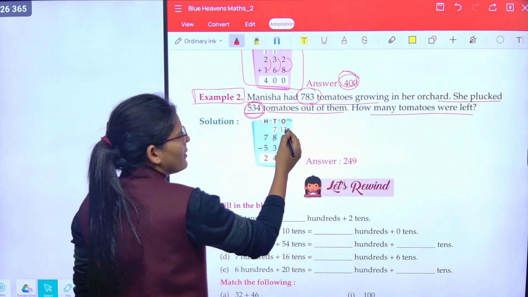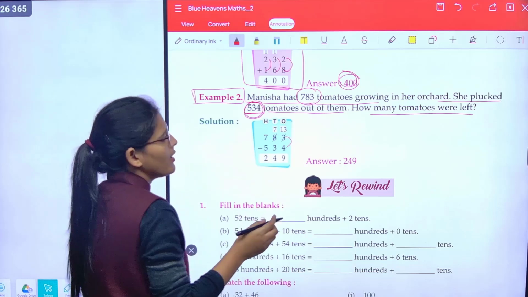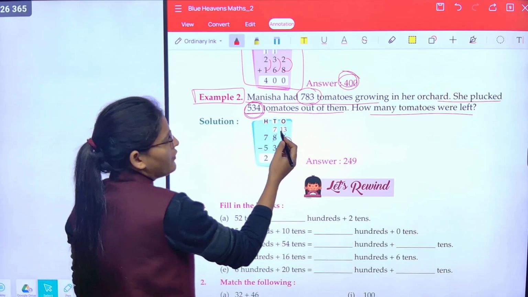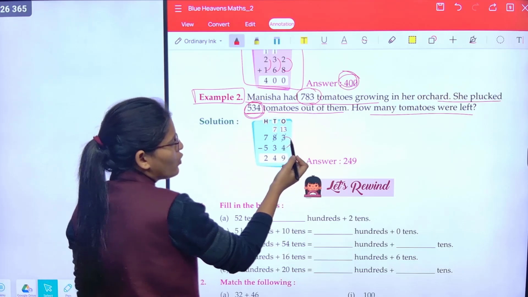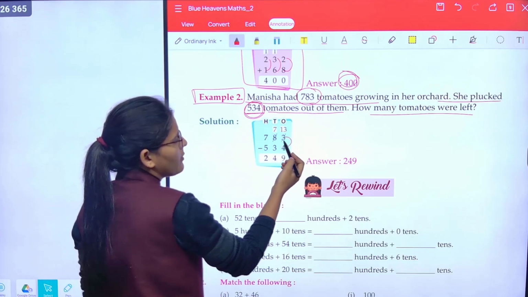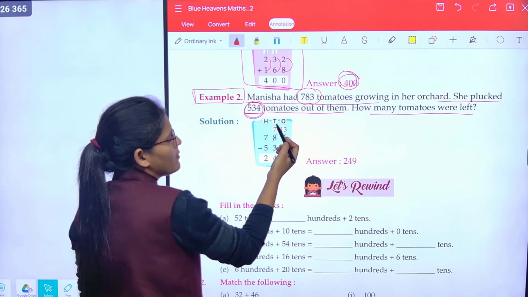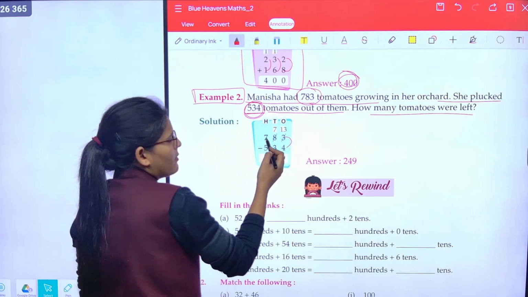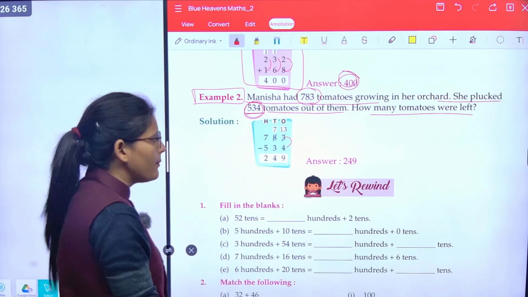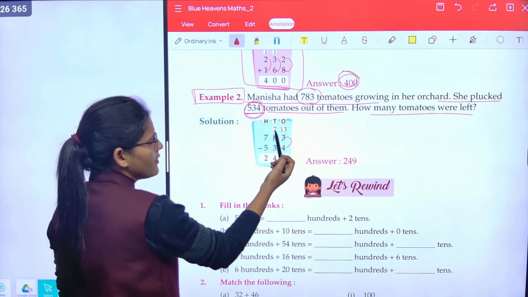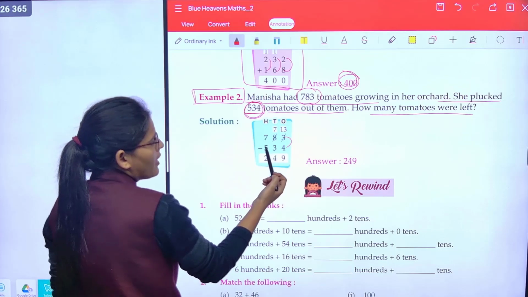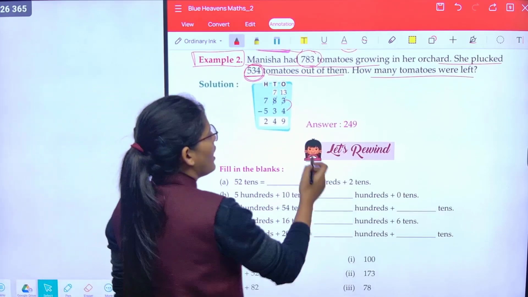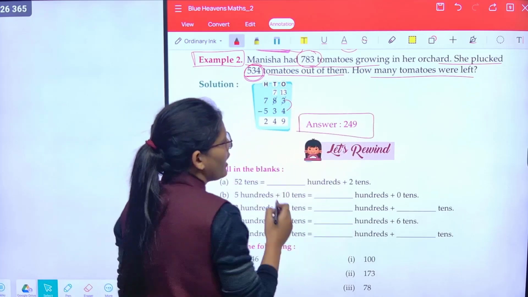Now 3 will be, we cannot subtract 4 from 3. We cannot subtract 4 from 3, so 3 will become 13. 13 minus 4, 9. 8 will become 7. 7 minus 3, 4. 7 minus 5, 2. Okay. So the answer is 249.